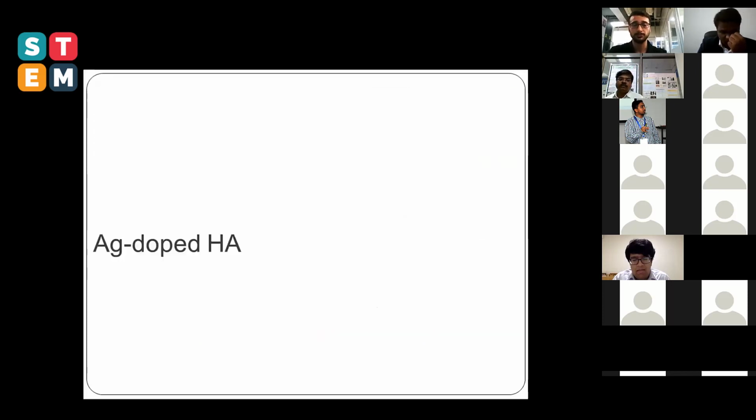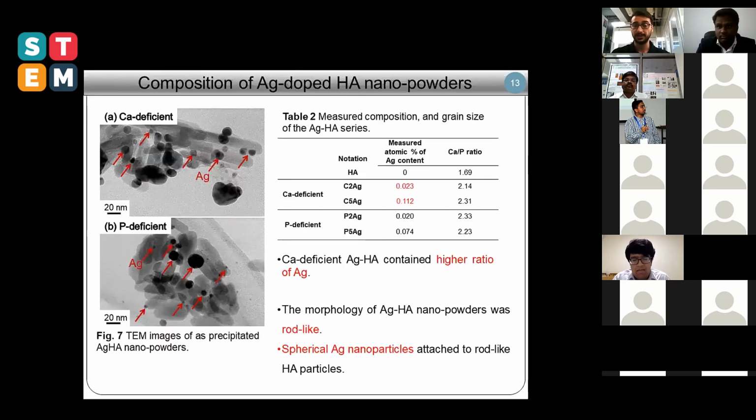If I can continue with the silver, which we focus on mostly for antibacterial activity. However, before the antibacterial test, of course, we should understand how this silver doped hydroxyapatite forms. After the synthesis, we obtain the nanoparticle attached with spherical silver nanoparticles. We observe these spherical dark particles as metallic silver particles in nano size, and they are attached to the hydroxyapatite particle. Of course, we expected that after sintering, the silver will incorporate. Also, we had a report about this process as well.